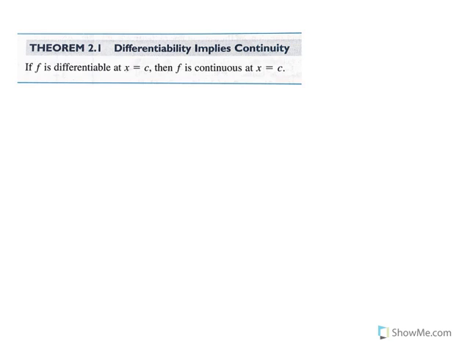Differentiability implies continuity. That's Theorem 2.1 from your textbook, and it states simply that if a function f is differentiable at x is equal to c, then it is also continuous at x is equal to c. So one thing to note about this particular theorem is that the converse is not true. You could have a function that's continuous at a point, but not necessarily differentiable at that point. However, if a function is differentiable at a point, it must be continuous at that point. So the converse is not true, but this conditional statement is true. It is a theorem. There is a proof of it in your textbook, but we won't look at that now.